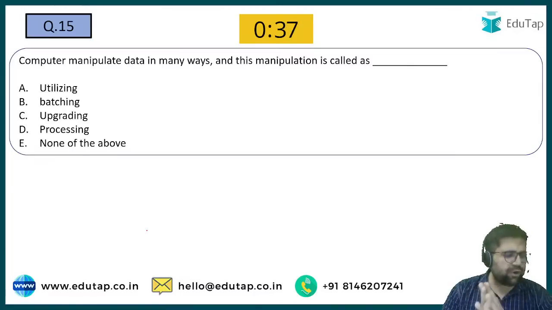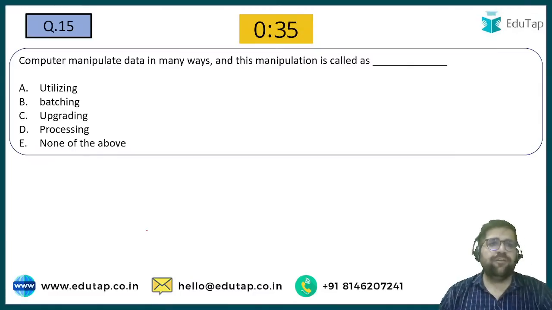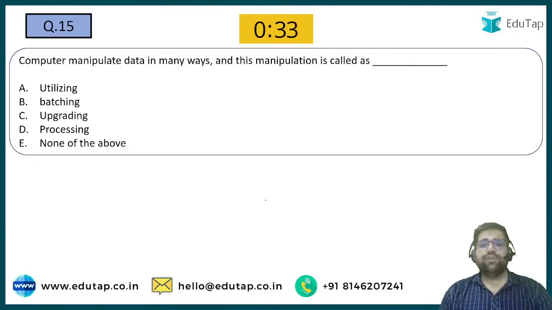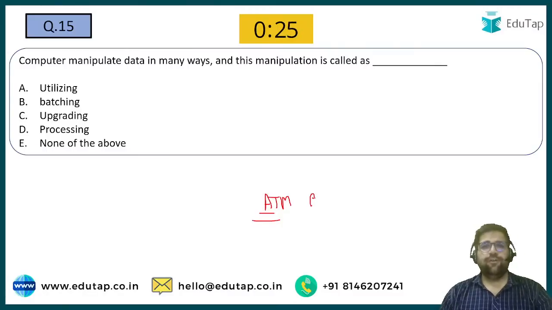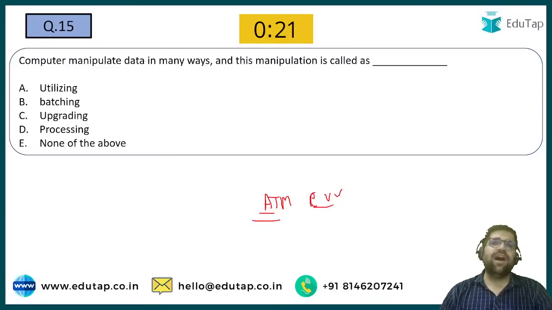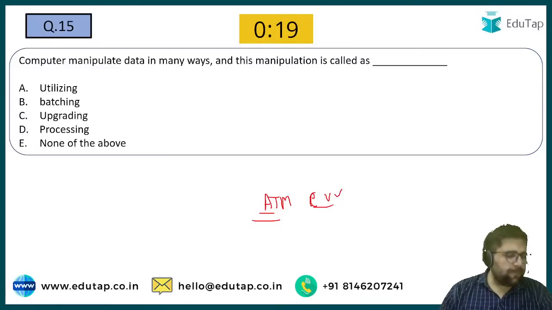Yes, email is electronic mail. Okay, question number 15. Mind you, they can also ask you the full forms of ATM, automatic teller machine. They can ask you the full form of PAN, if I'm not wrong. They can also ask different full forms, so you have to remember them. CVV, which is there on your plastic cards, is card verification value.